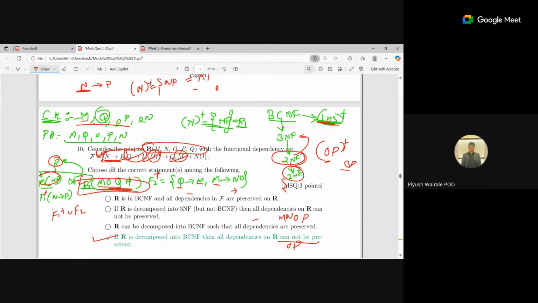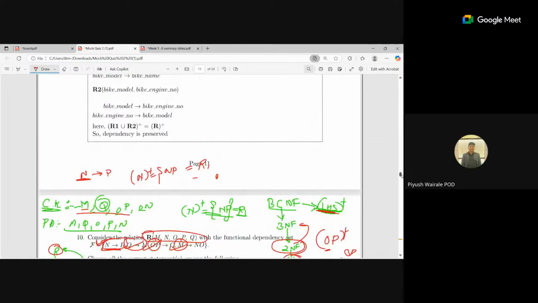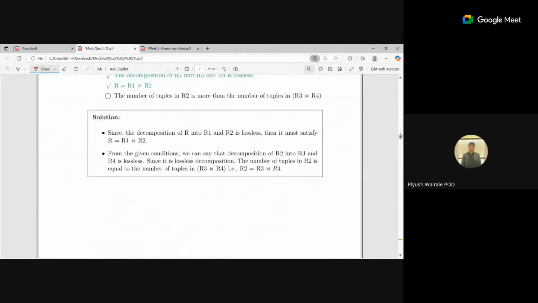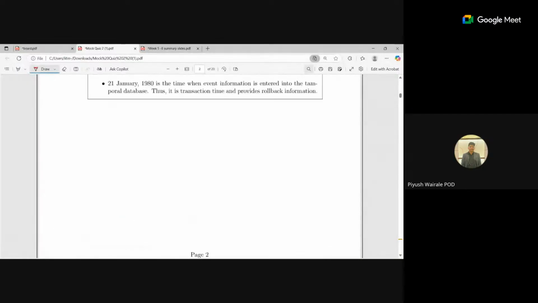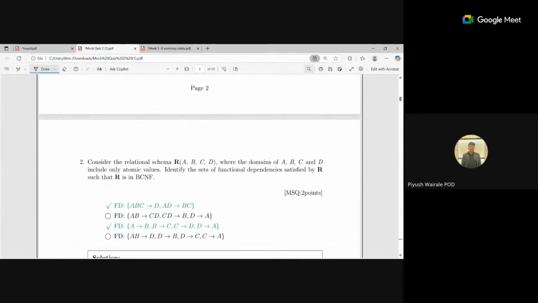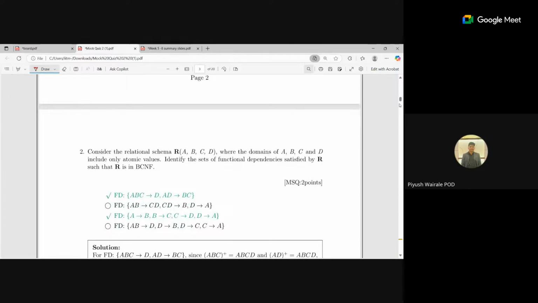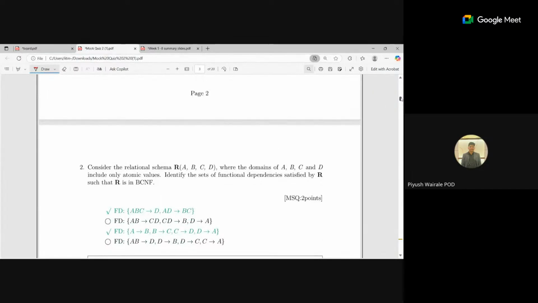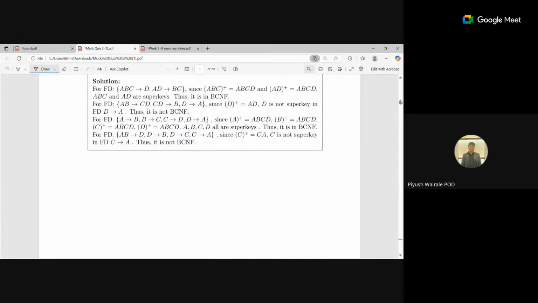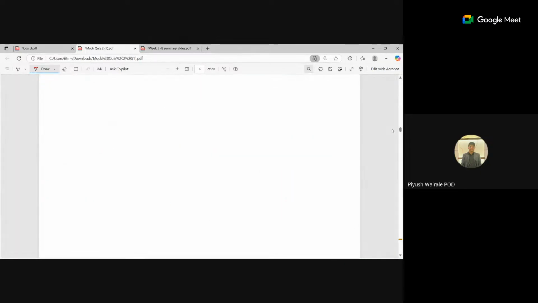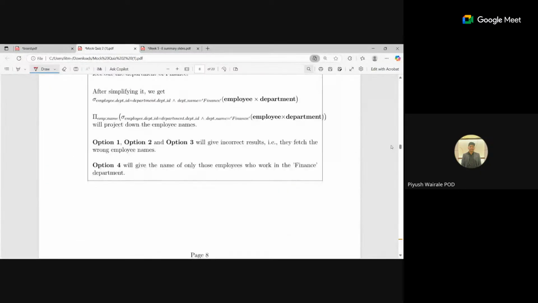Yes, sir. Okay. So while solving the questions, don't just simply go through the conditions here. Try to decompose that particular table. In this way, you can understand the concept in a better way. So here we can say it is satisfied by R. Anyway, check whether every FD has a key on the left hand side or not. That's it. Okay, so this is about the normalization concept.